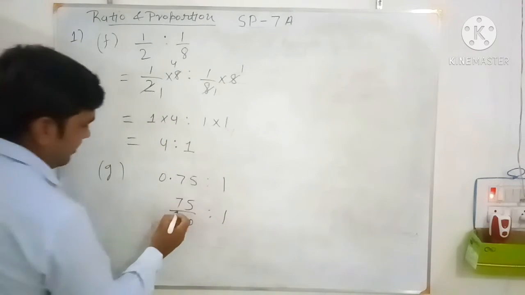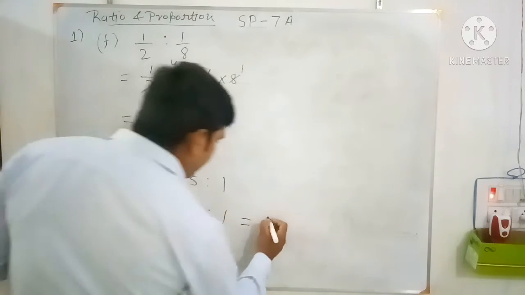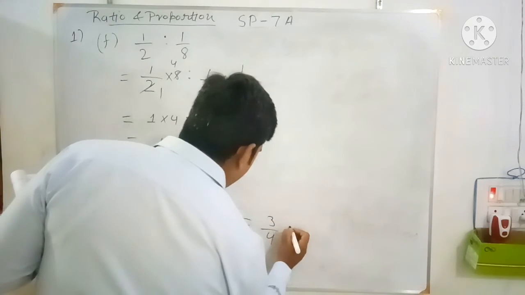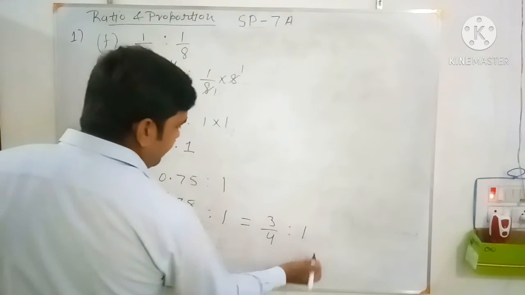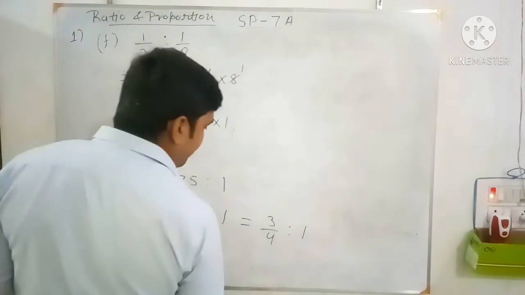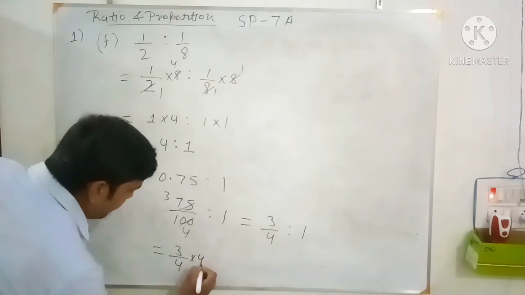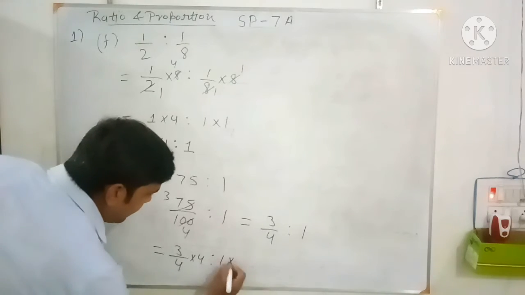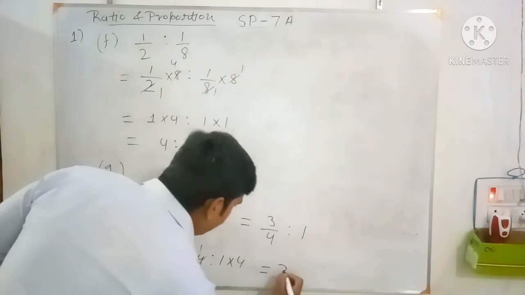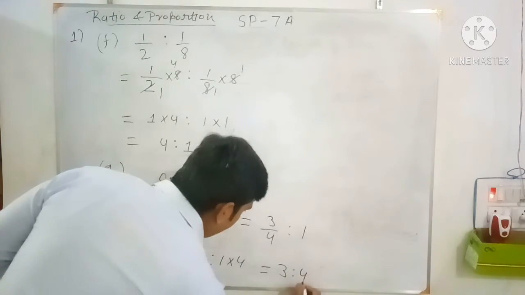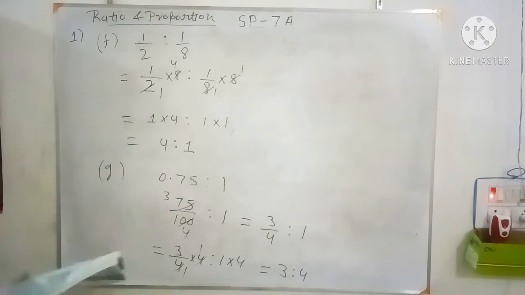Now this can be simplified. 25 3s are 75, 25 4s are 100. Now we got the value 3 by 4 is to 1. Now again the LCM of 4 and 1 is 4. So multiply each term of the ratio by 4. 3 by 4 multiplied by 4 is to 1 multiplied by 4. Now 4 ones are 4, 4 ones are 4, cancel. Now we got 3 is to 4. So the simplified ratio of 0.75 is to 1 is 3 is to 4.